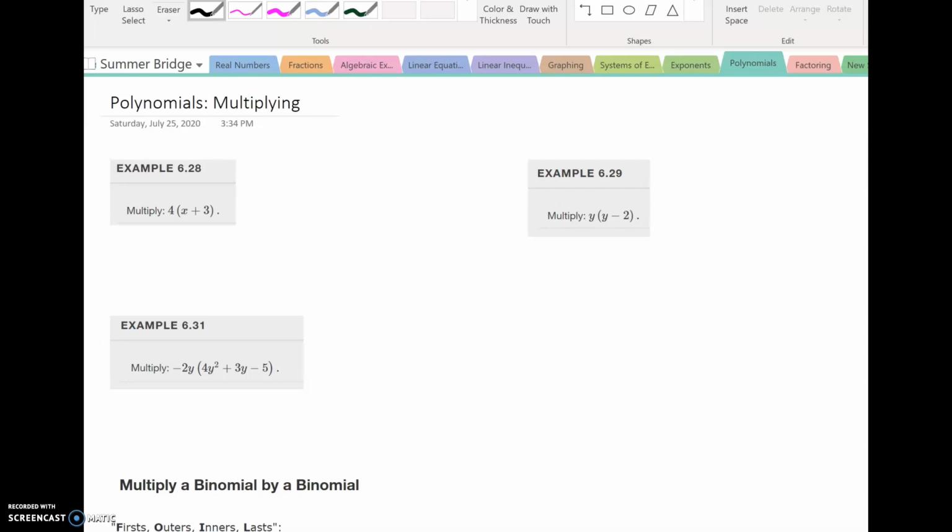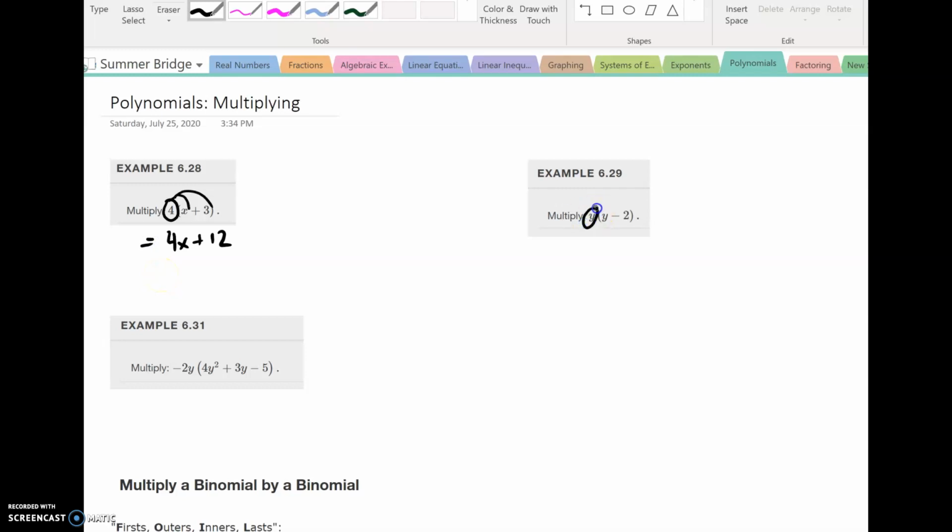All right, so welcome to the next video in polynomials, which is going to be multiplication. Essentially, we're going to start off with multiplying a monomial by a binomial or a trinomial. And what that looks like is just the distributive property. Basically, I take the number that's right outside and I multiply it out to both or all terms. So 4 times x, 4x, 4 times 3 is 12. So that's what that would look like.